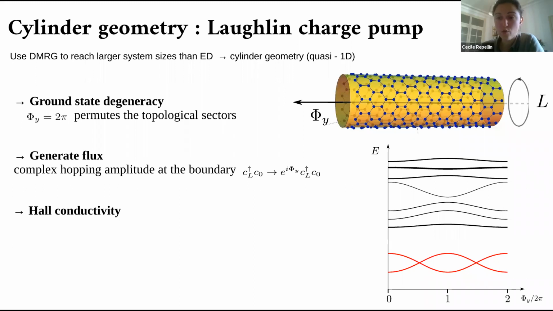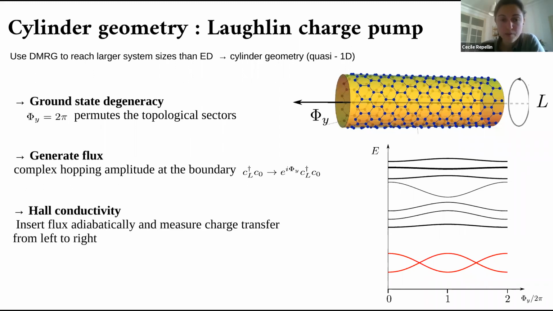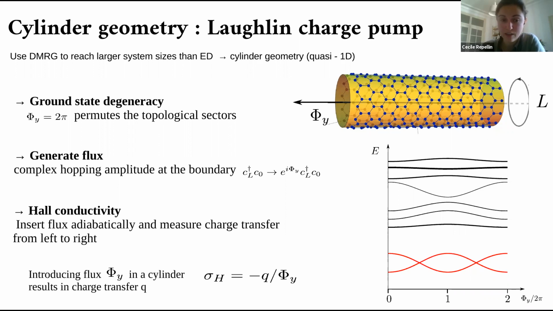This is also a way to compute the Hall conductivity by measuring the flux adiabatically through the Laughlin argument, which tells you that introducing a flux phi in the cylinder results in a charge transfer Q, and that the Hall conductivity sigma_H is equal to the ratio between those two quantities.